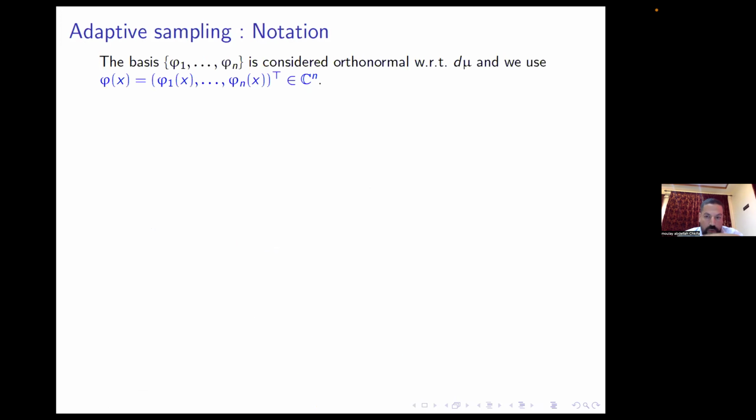Okay. So first, I'll introduce some notation, and then I'll give you the two algorithms we have in the paper. So again, phi is orthonormal.